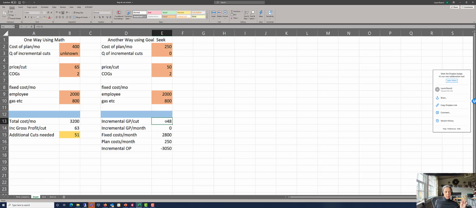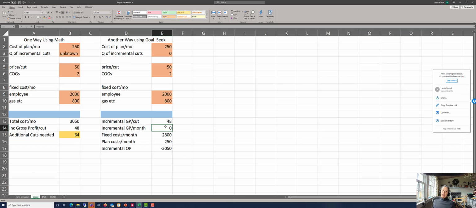So our incremental gross profit per cut is the same as when this was $50. And let's change this back to 250, so we're doing an apples to apples comparison. So our incremental gross profit per cut, we don't know our incremental gross profit per month. It's a formula, and it is simply the quantity sold, which we've put in as 0, times the gross profit per cut, 48. So you can see that formula right up here, E13 times E3.